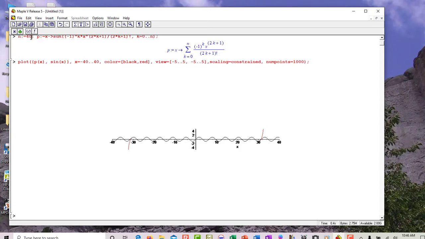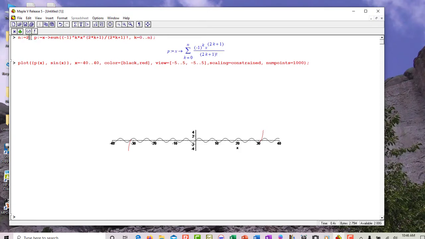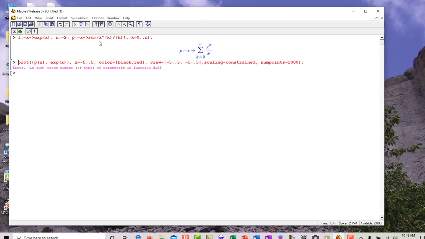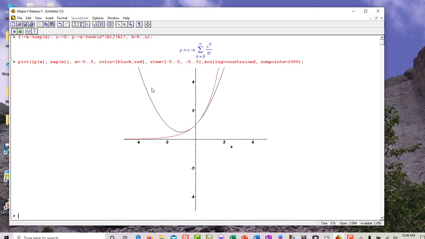I want to go back and look at, for my function e to the x, the polynomials that we had were x to the power k divided by k factorial. Let's see how well we're doing approximating the function e to the x, which is shown in red here. If n is equal to 2, we're dealing with a quadratic approximation, which matches the slope at 0 and the concavity, but you can see that it's still just a parabola.